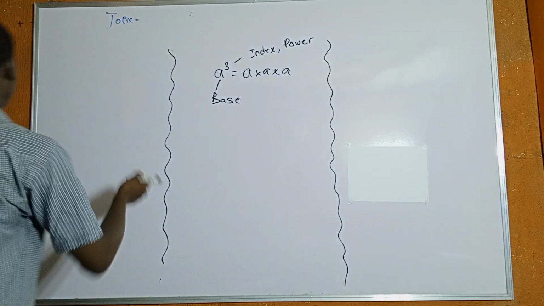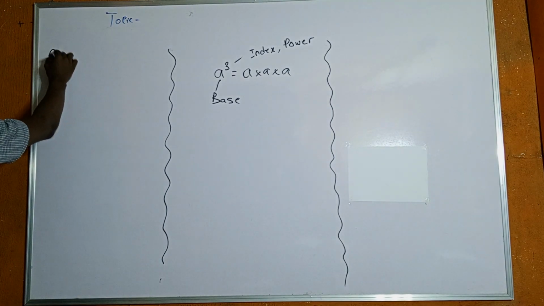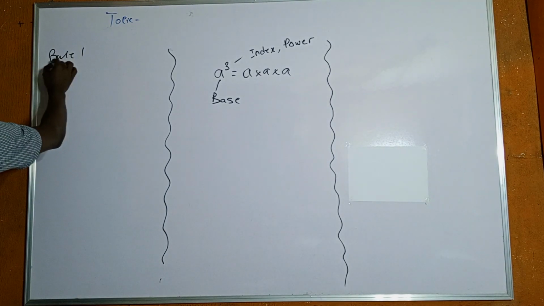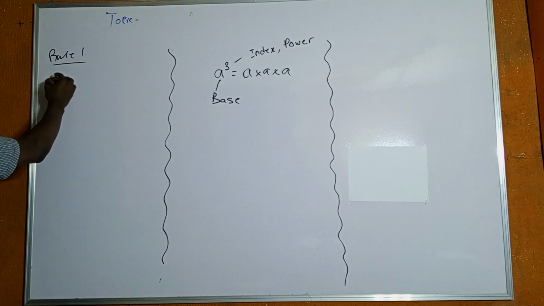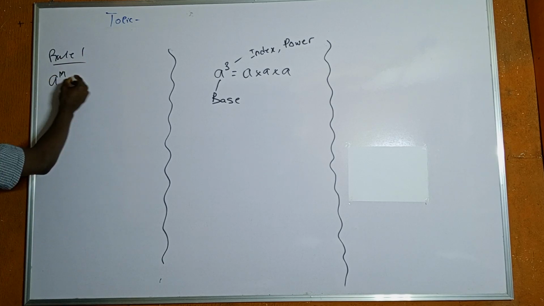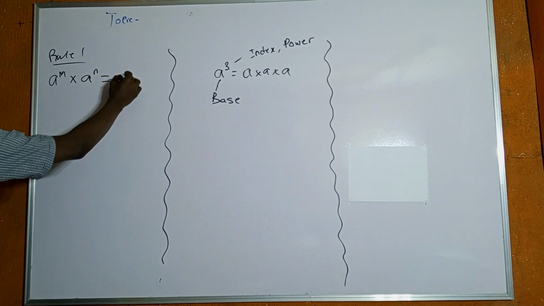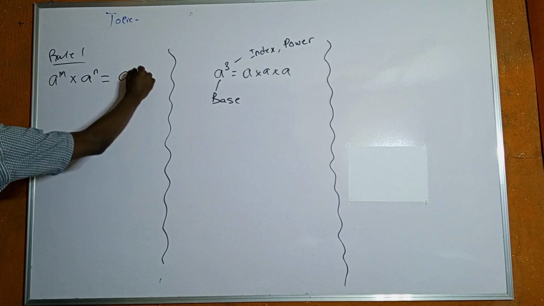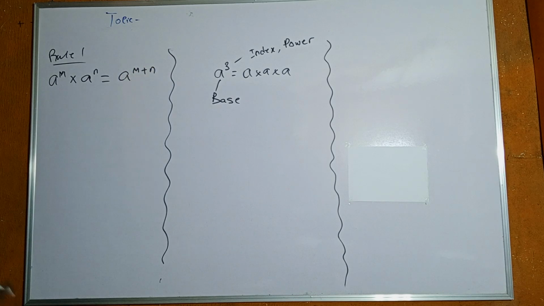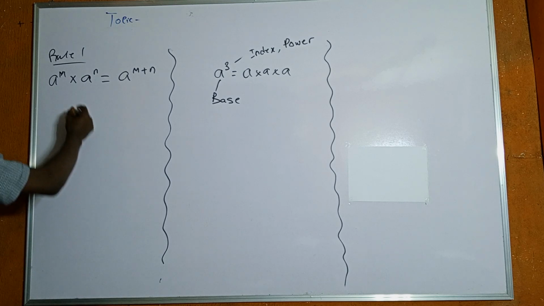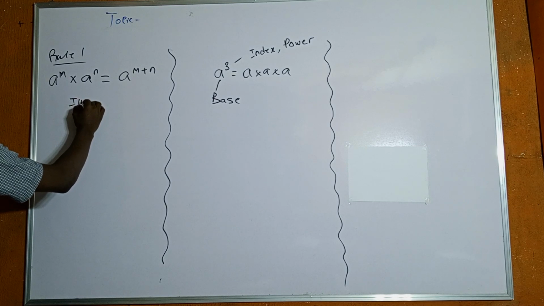Now for rule number 1, rule 1. It says that if a raised to power m is multiplied by a raised to power n, it will be equal to a raised to power m plus n. Now let's try an illustration to further understand what this means.